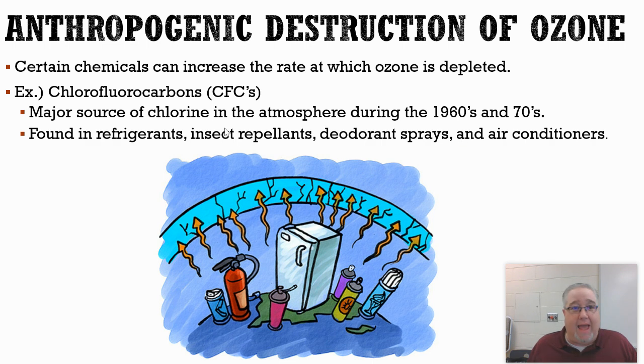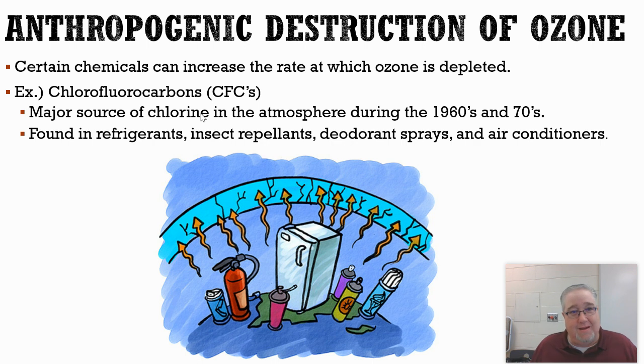Chlorofluorocarbons are a source of chlorine. These were chemicals that were heavily used back in the 1960s and 1970s. They were mainly found in refrigerants, like the stuff that keeps your fridge cold. Nowadays, today, we don't use CFCs anymore.